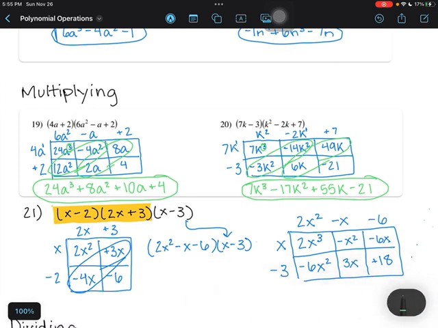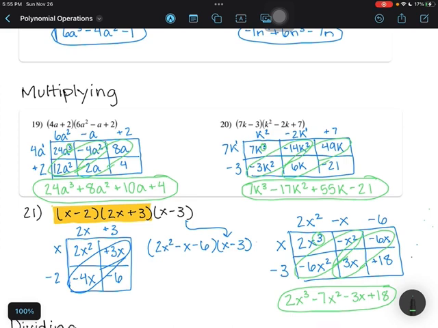Now we're going to look for those like terms. So I have 1 x to the third. So it'd be 2x to the third. Negative x squared and negative 6x squared, which would be negative 7x squared. Negative 6x and 3x, negative 3x, and then plus 18. Again, I don't have any more like terms that I can combine, so that's where I know that my problem is going to end.